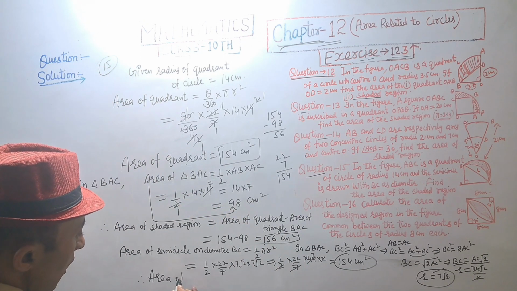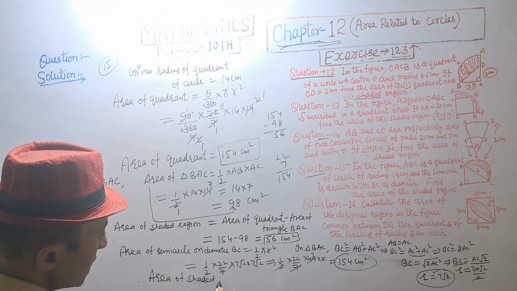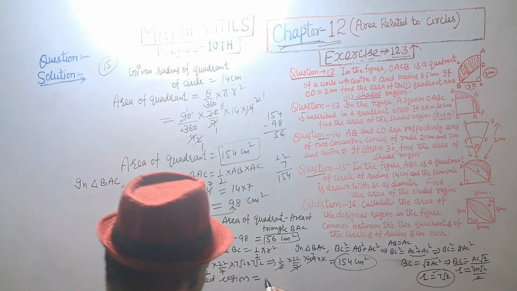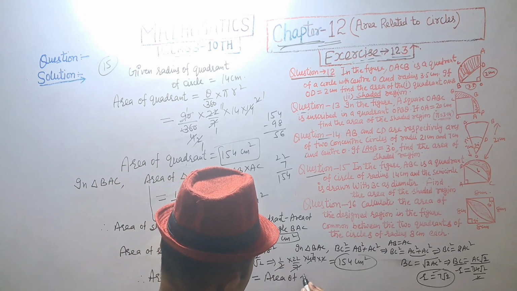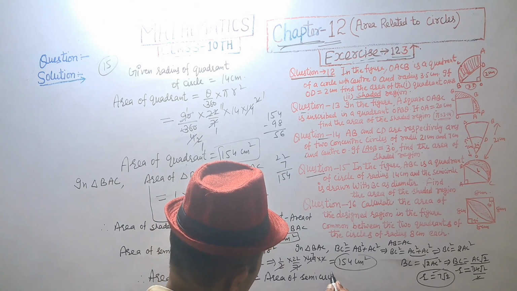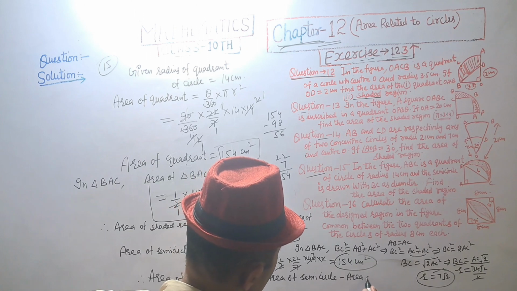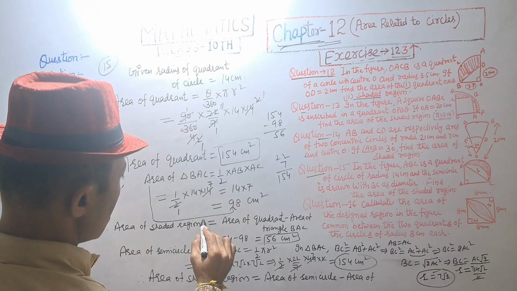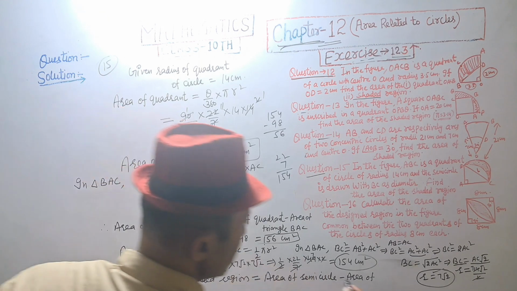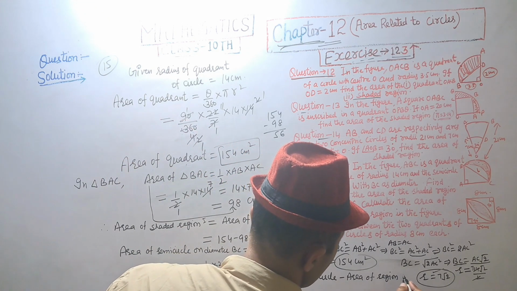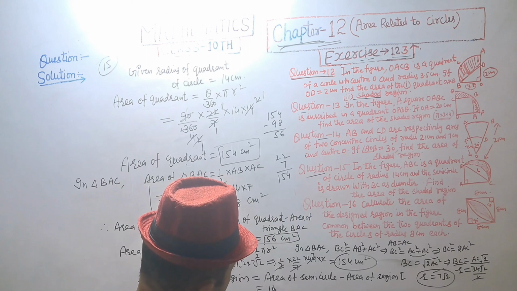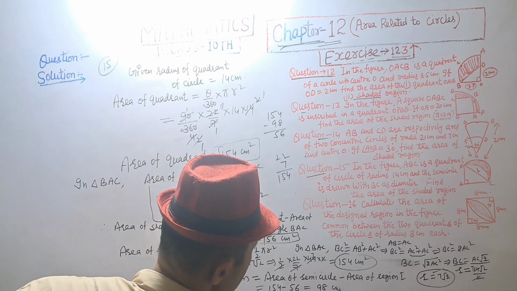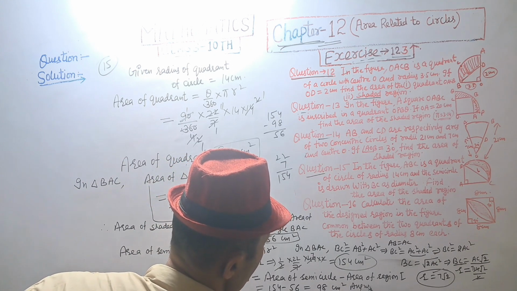So the area of the shaded region is equal to the area of the semicircle minus the area of region 1, equal to 154 minus 56, that is 98 centimeter square. Answer.